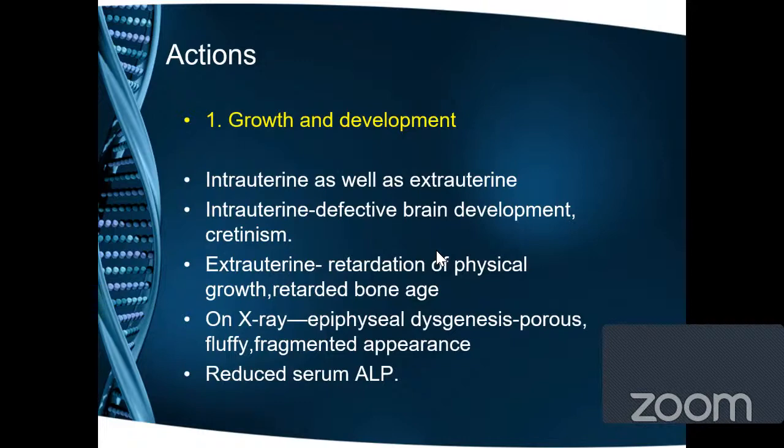So on X-ray of the bones, in this case, one can get epiphyseal dysgenesis. So there will be a porous, fluffy, and fragmented appearance, and there will be reduced levels of serum alkaline phosphatase.